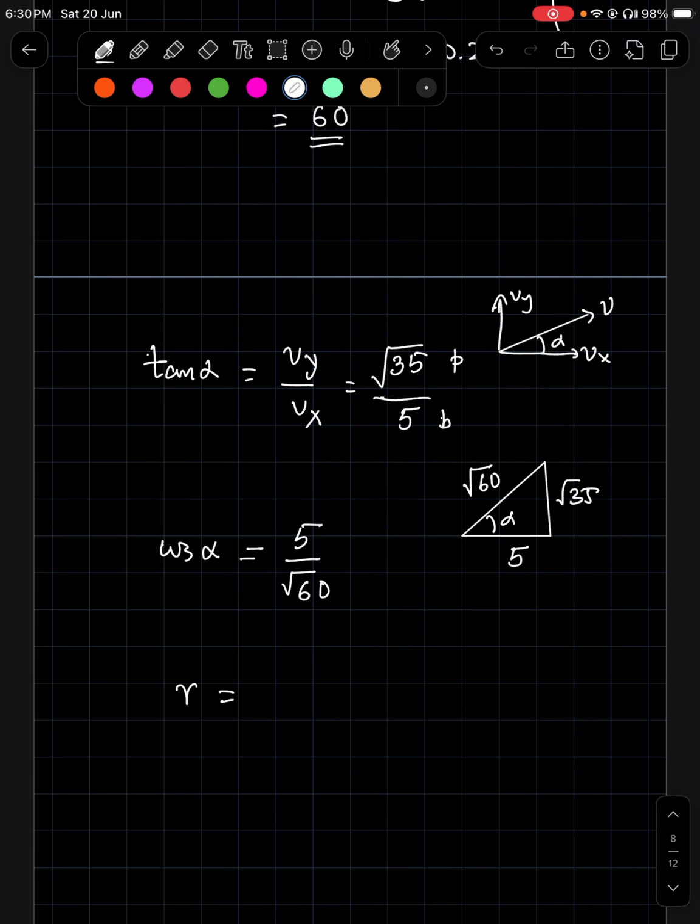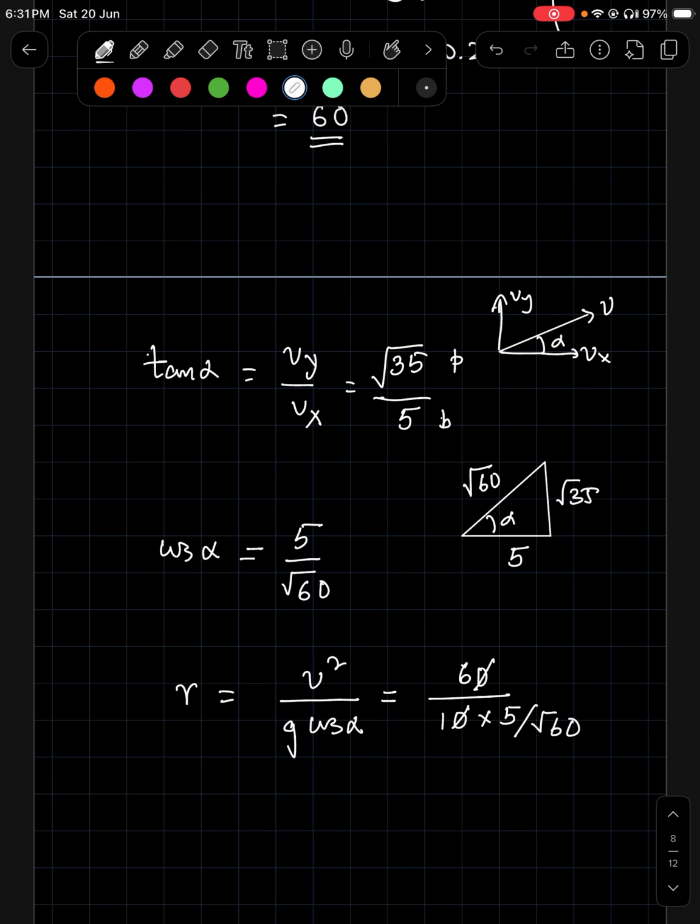So R becomes v square by g cos alpha. So can you see that? Yes. Let us do this first. I have made a small mistake, a typo. That is, G should be here. So I'm going to put it up. So V squared is simple. So V squared is 60, G is 10, and cos alpha is 5 by root 60.